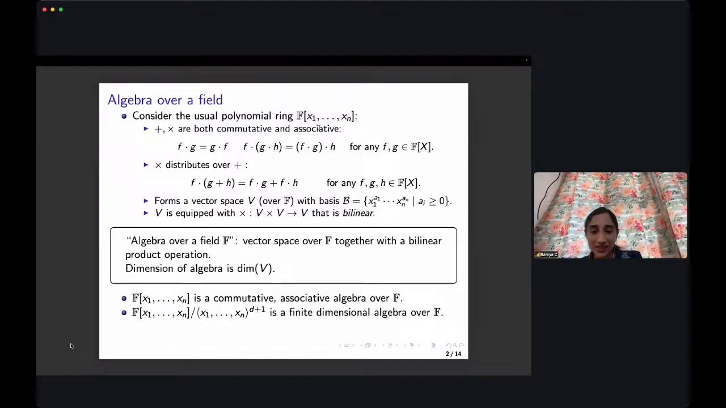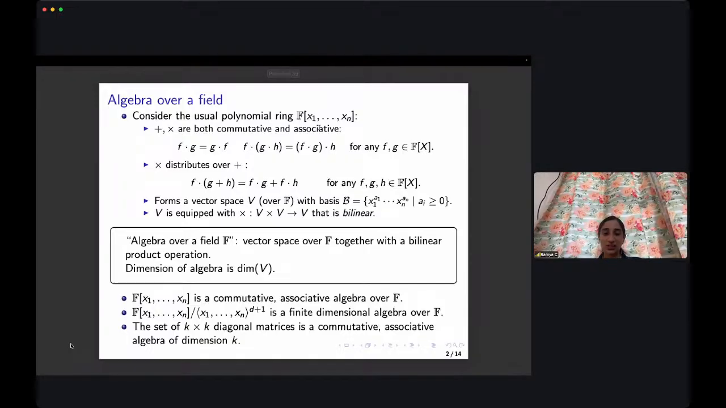There are also some other interesting algebras that we have encountered. For instance, the set of all diagonal matrices. That forms an algebra of dimension k. It's a commutative and associative algebra because diagonal matrix multiplication is both commutative as well as associative. So this is the usual set of examples we see.